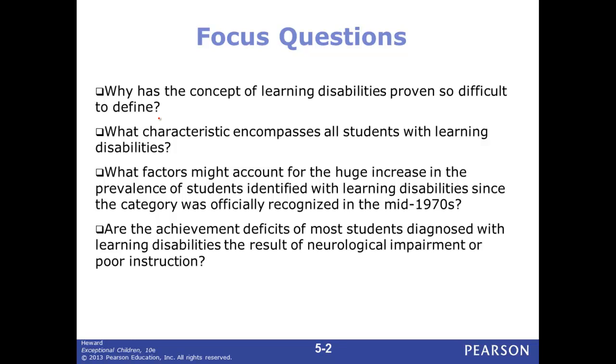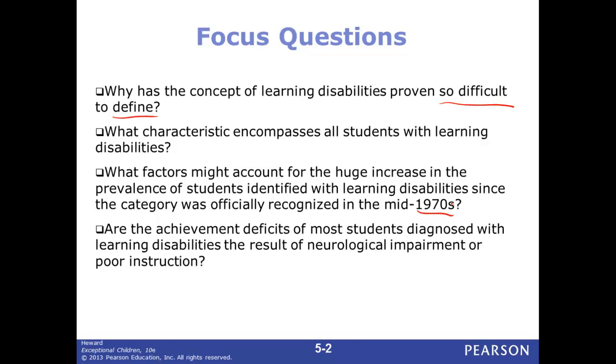So here are the focus questions. Why has the concept of learning disabilities proven so difficult to define? And we'll have some discussion of that. What characteristics encompass all the students? What factors might account for a huge increase in the prevalence of students identified with learning disabilities since the 70s? It recently has subsided a little bit, but part of that is that we're now diagnosing these kids with some of the other disabilities that we used to put in this category.